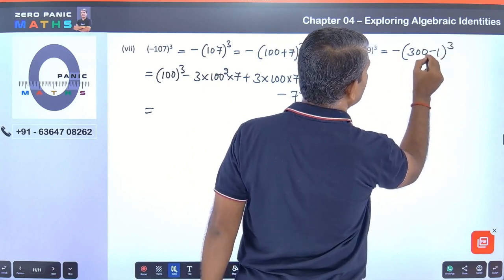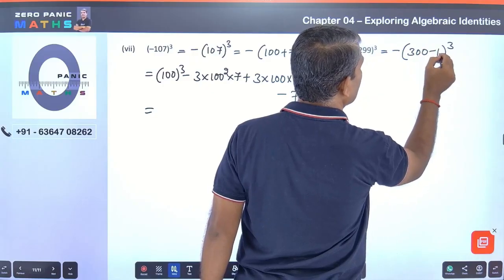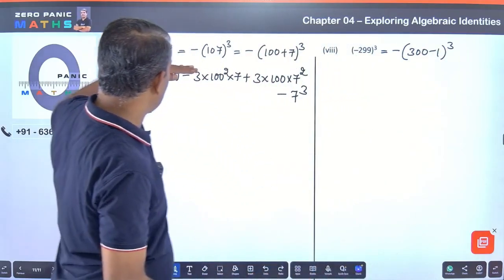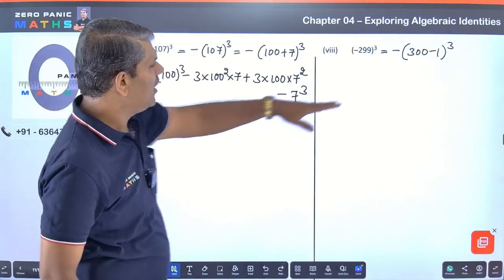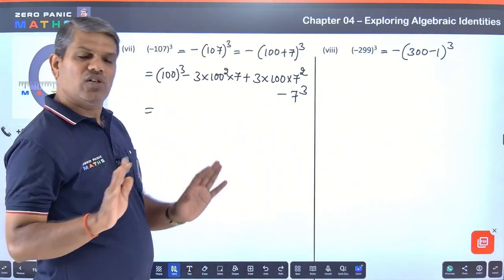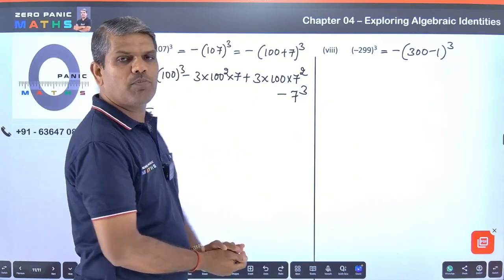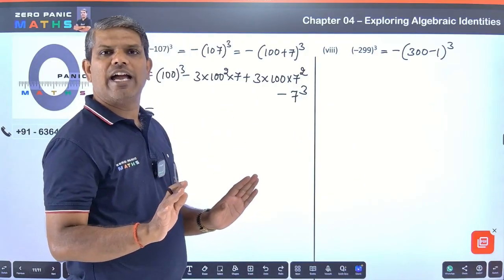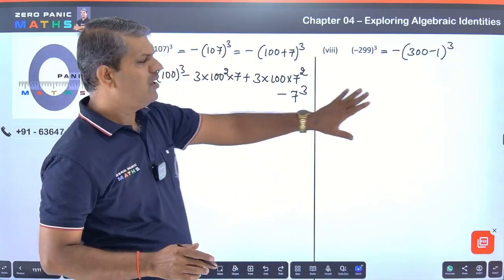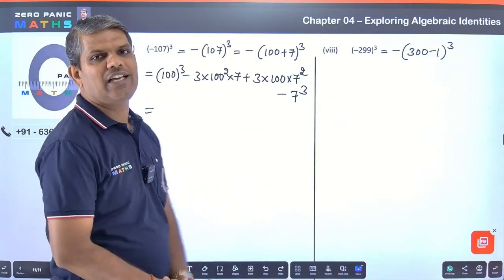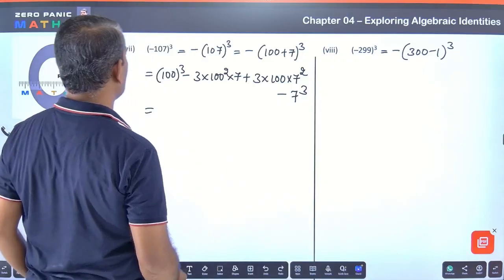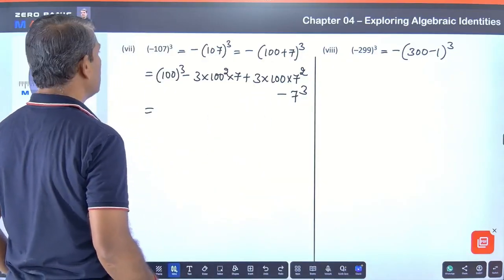Here a is 300 and b is 1. You will expand the same thing here and perform the same operation. Since there are similar kinds of problems with the same identity, we are doing it here. I'm just giving it to you as homework, and it will be practice for you also. Hope you will do that.